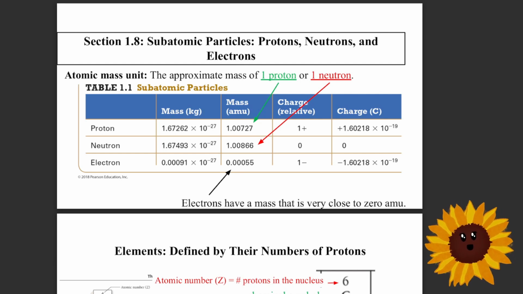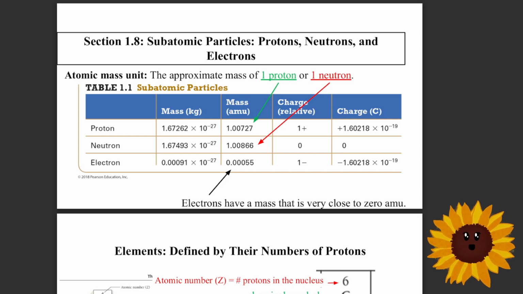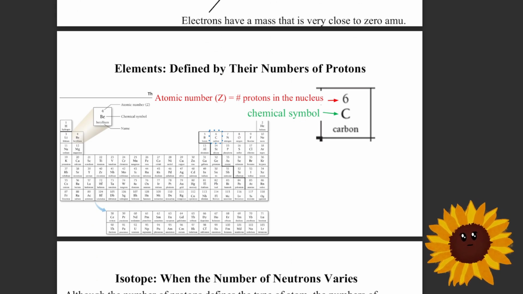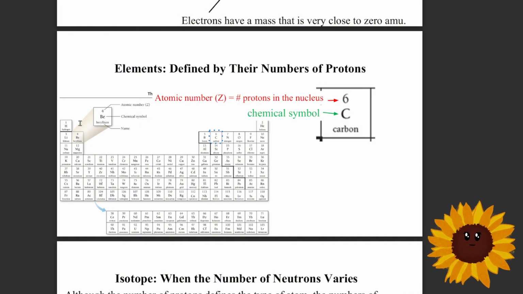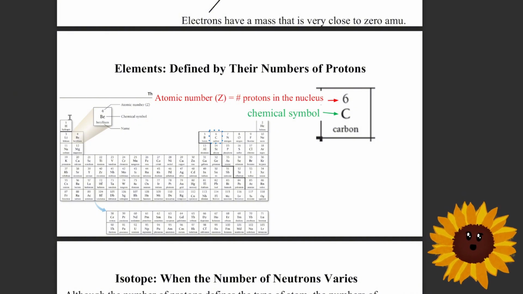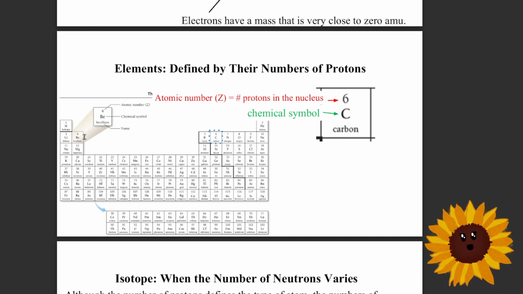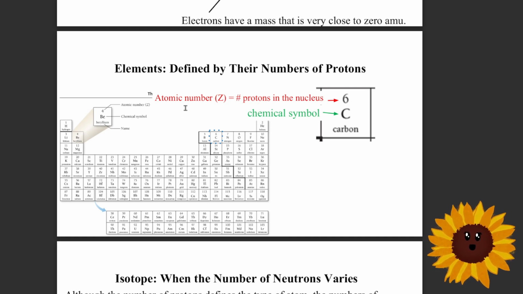We went over subatomic particles, protons, neutrons, and electrons and their general charges, and now we're looking at elements and how they're defined by their number of protons. So all atoms on the periodic table are determined by their number of protons. Hydrogen, for example, has 1 proton, so it's on the 1 spot. If you go across the periodic table, every row, we can see that they're in numerical order. So the atomic number, also known as Z, is the number of protons inside the nucleus.